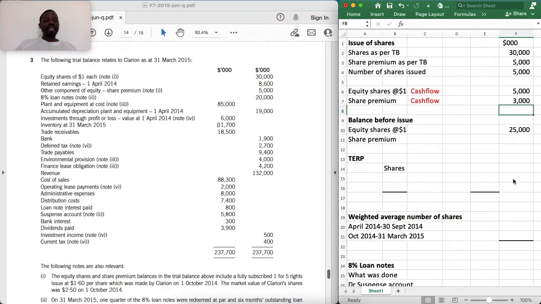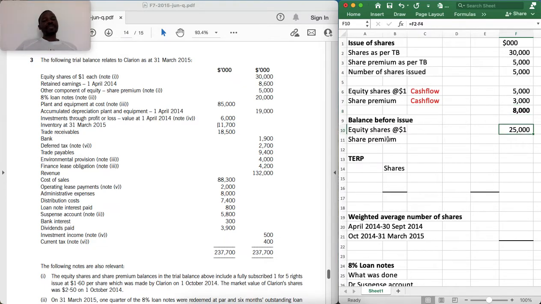At this present moment, we can sum up to get the total cash flow, because these shares were issued at $60. So the equity at $1, the share premium at 60 cents. So the total cash flow is 6, as we will be preparing the extracts of the statement of cash flows.